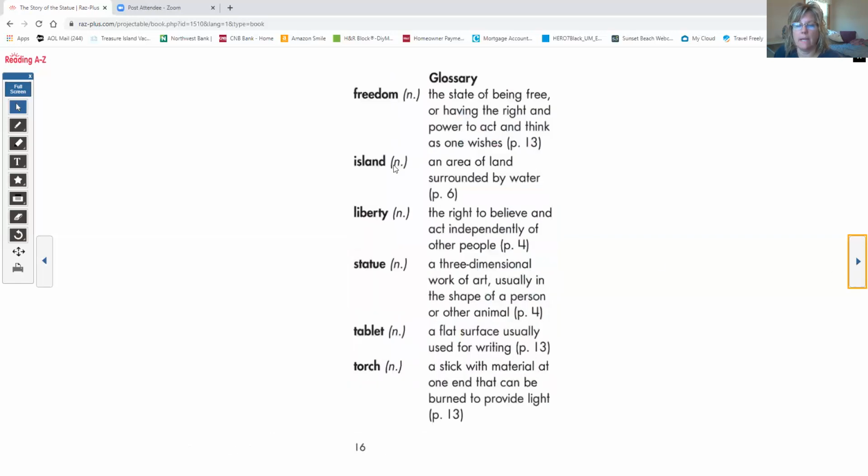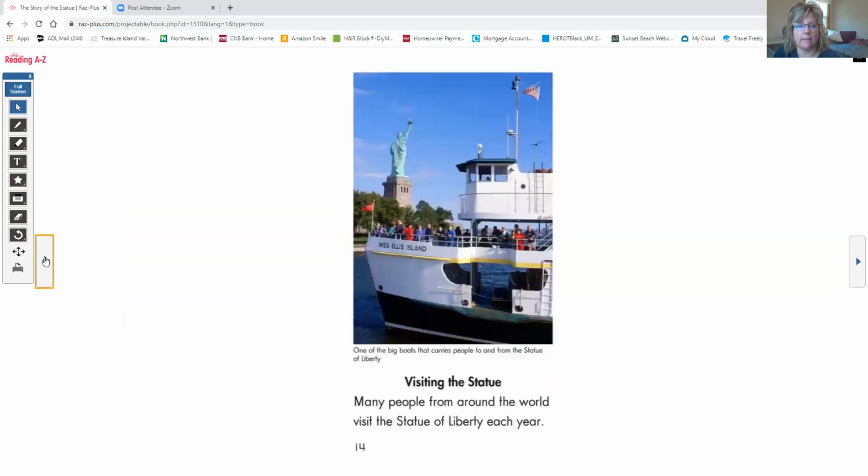And here it is. It's a noun. It's an area of land surrounded by water. So the glossary helps me to find island.